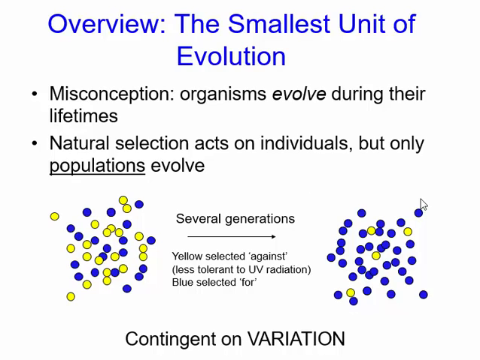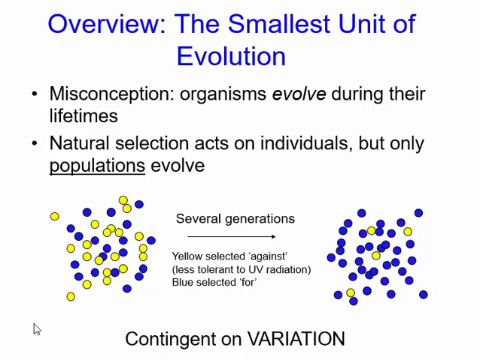And you've seen this simple example before, where we have organism X, whatever it is, where yellow is selected against and blue is selected for. We're saying the yellow ones are less tolerant to UV radiation, and over time with that exposure, the population will change so that multiple generations later, you see more blue-colored individuals.